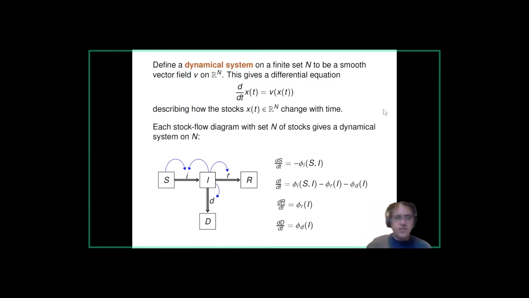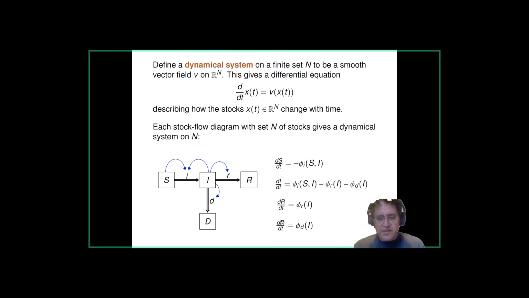So then there's a systematic procedure, as I mentioned, to convert stock flow diagrams into these dynamical systems. In particular, this one here that I showed you before will give you this set of differential equations. Here you'll notice, for example, the flow I is going to be labeled with a function called phi sub I, which says how that particular flow is a function of S and of I.